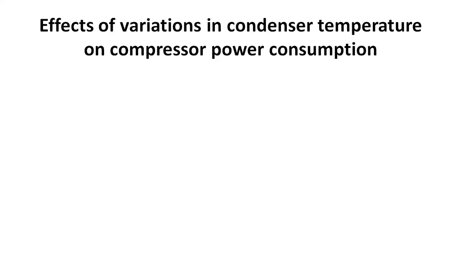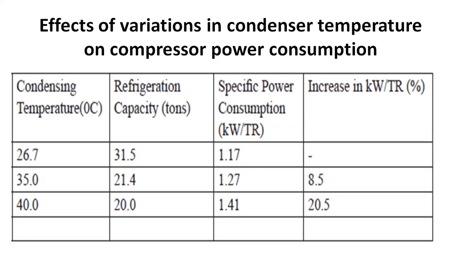Then if you see the effect of condenser temperature on refrigeration plant energy requirements, this is the condenser temperature from 26.7 to 40. Refrigeration capacity reduces from 31.5 to 20. The specific power consumption, kilowatt hour per ton of refrigeration, changes from 1.17 to 1.41, whereas there is an increase in kilowatt per ton of refrigeration from 8.5 to 20.5. That's the thing we need to know.